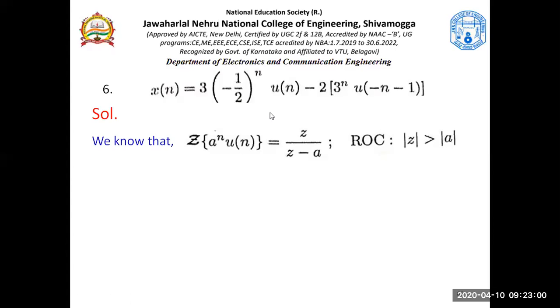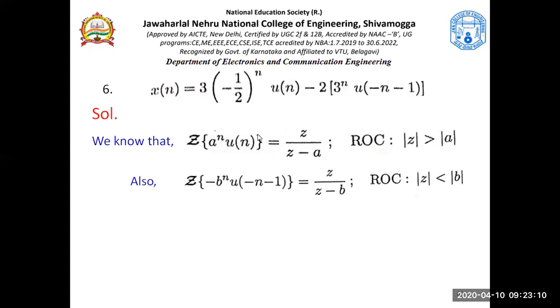Here, this is the first signal, positive time exponential. The second signal is negative time exponential. So deal with the Z transform of this by looking at this. Deal with the Z transform of this by looking at this. The ROC also has to be clear. Understand that? Now, let's see how this can be done.